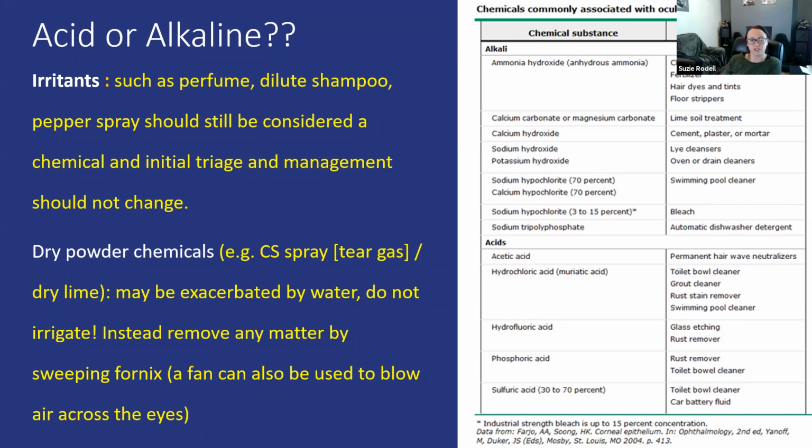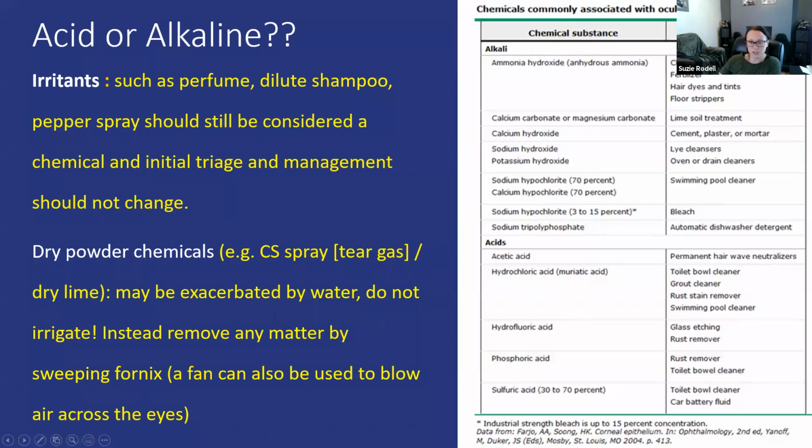Evidence suggests it's best to remove any matter from around the eye and the inner eyelid with a cotton bud, just to sweep the lower eyelid of any powdered matter. And also, if they still feel like something is in the eye, it's best to get a fan in a well-ventilated room and blow the fan across the eyes to try and get rid of the powder. But I don't think in my practice I've ever seen that, if I'm honest. It always tends to be a wet plaster or a bleach or some form of household product.